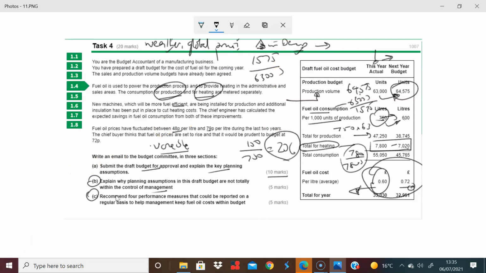And finally, C, I guess this is a good question. Performance measures that can be reported to help keep fuel costs within budget. Fuel is very important. So I suppose you want to have a register or tracking, given that fuel seems to fluctuate a lot. Having some kind of regular update on the purchase prices of fuel, you want to be very aware of that, so that if you need to buy long or set contracts, you're not having to pay the going market price, the spot price, so you can try to get some sort of fixed price. That's one thing.